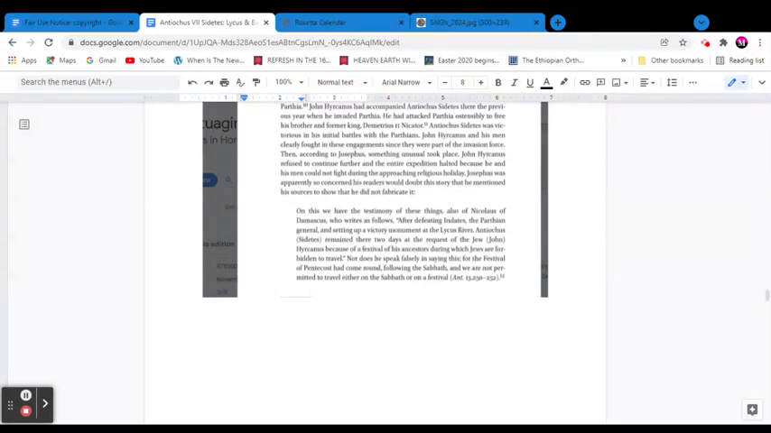And I'm showing you how most people are wording Pentecost. They said that the festival of Pentecost had come round following the Sabbath, and we are not permitted to travel either on the Sabbath or on the festival. So most translations that word the work of Josephus have Pentecost coming after the Sabbath. But according to the facts and the history and the Bible, Pentecost came the next day after Antiochus erected a trophy at the Lycus River.